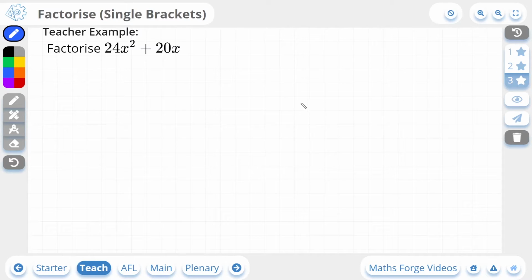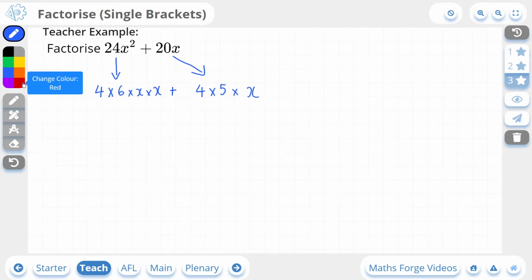Now let's do a 3-star example. We're going to begin by finding the highest common factor in each term. So we have 24 multiplied by x squared. I know that from 24 and 20, the highest common factor I could possibly have is 4. So we're going to have 4 multiplied by 6. 4 times 6 is 24, and then we have times x, then a plus, and now we're going to break up this 20x. 20 can be broken up into 4 times 5, and then we have a times x at the end.